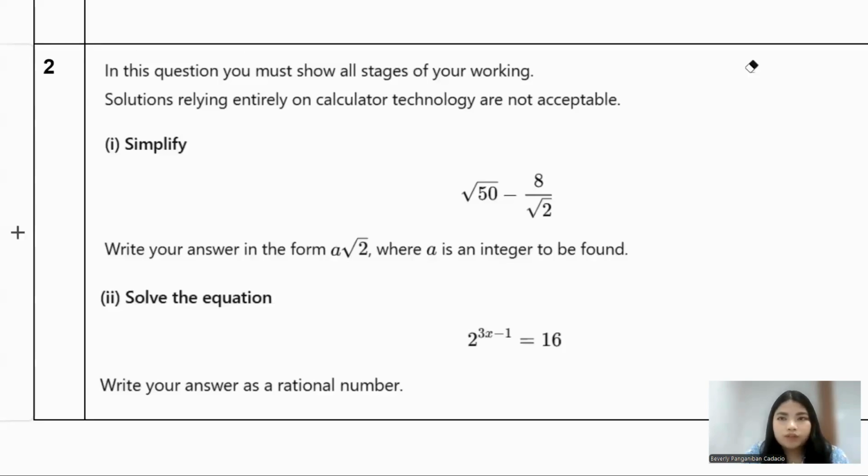Okay, now let's go with number 2. In this question, you must show all stages of your working because you cannot just use a calculator for this one. I mean, you can easily put this in a calculator, yes, for checking, but still I need workings. And there's a lot of ways to do this, and I'm not going to limit you on whatever method you're going to use.